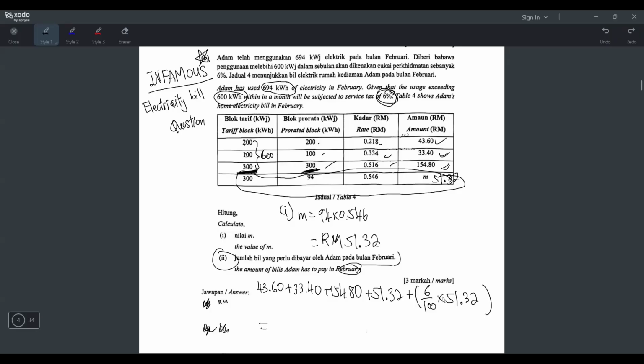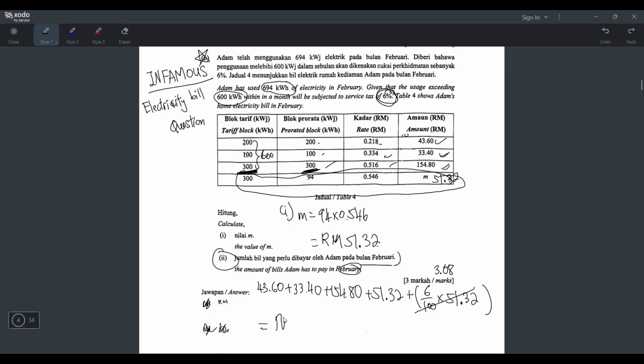Okay, so now I will press my calculator. So let's press 6% times 51.32 first. Okay, my calculator gives me 3.0792. So 3.08. But actually it's 0.0792. So now I'll use the answer button and then add everything. So let me press answer plus 51.32 plus 154.8 plus 33.4 plus 43.6. Okay, I get it already.